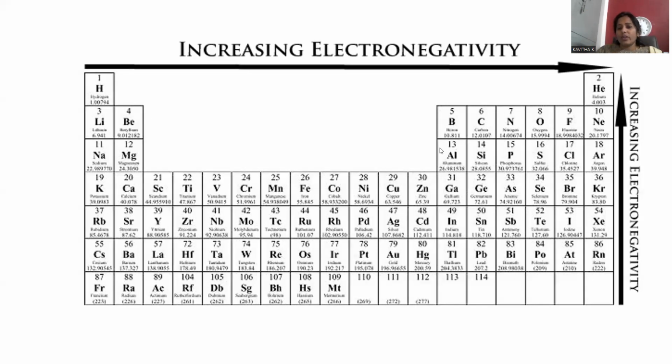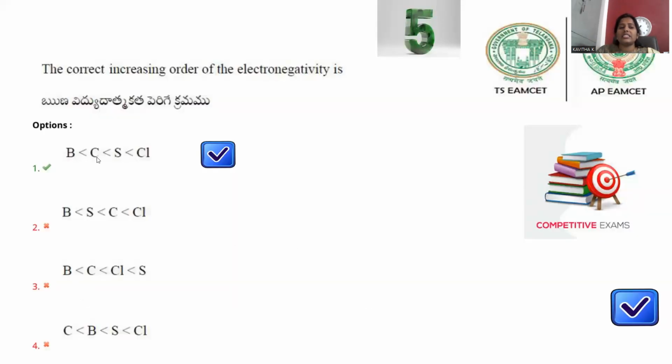So if you go with boron, it is indicated as 0.8. The carbon is given by 2.0, and the nitrogen is given by around... On the Mulliken scale, fluorine electronegativity value is 4, oxygen will be 3.5, nitrogen will be 3, carbon will be 2.5, boron will be 2. This is the way we can answer, so that boron will be least in comparison to the carbon, and the sulfur will be more in comparison to the carbon, and chlorine will be the highest one in this series. So for question number 5, option number 1 is the correct answer.